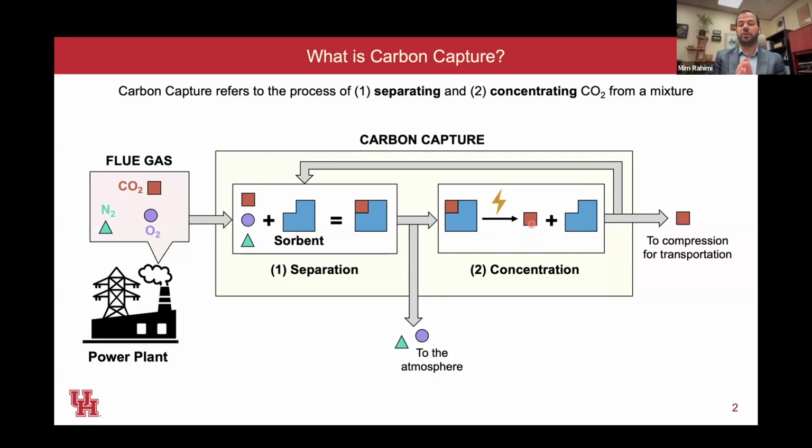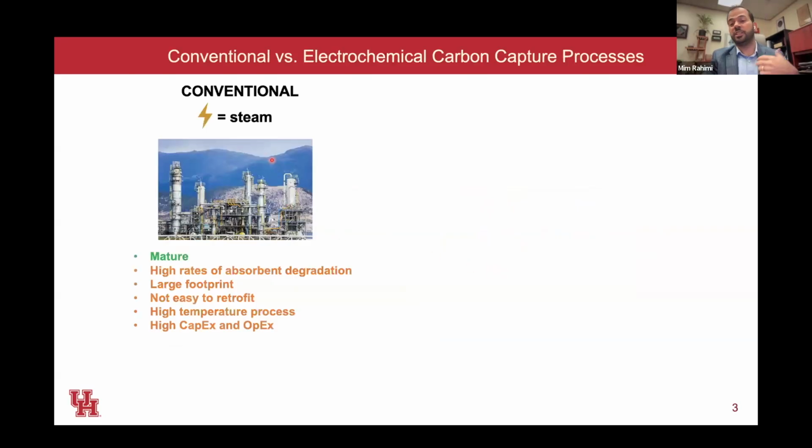From the energy point of view, the energy-intensive part would be this step. The separation is thermodynamically favorable, but here we need to spend energy to regenerate the sorbent and also do the concentration. Conventionally, steam has been used as the source of energy, as the driving force. The most conventional process uses an amine absorbent, such as MEA, and then applies heat, a thermally driven process, to regenerate the captured CO2 from the amine. These processes are very mature. They have been implemented at high TRL.